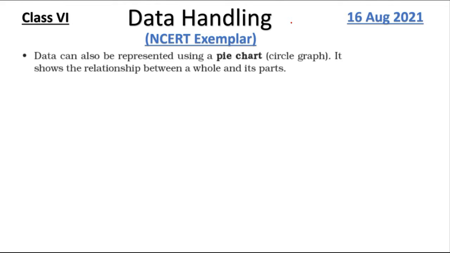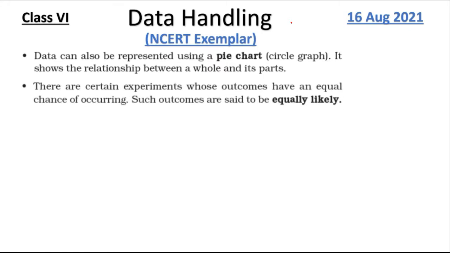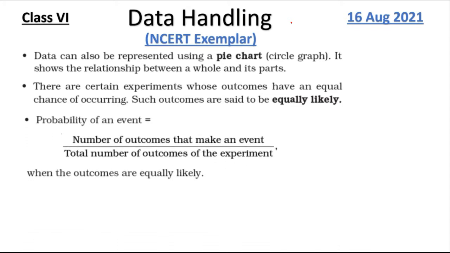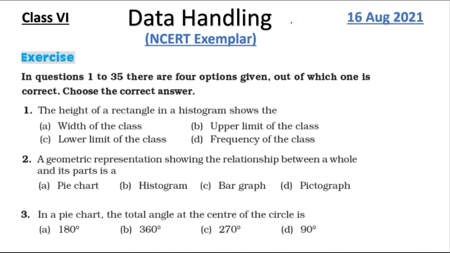There are certain experiments whose outcomes have an equal chance of occurring. Such outcomes are called as equally likely outcomes. We have learned empirical formula for probability of an event. It is given by the ratio of number of outcomes that makes an event to the total number of outcomes of the experiment. With all this basic information, we shall take up the questions of the exercise. First, we have the objective type questions. Question 1 to question 35 are objective type questions.